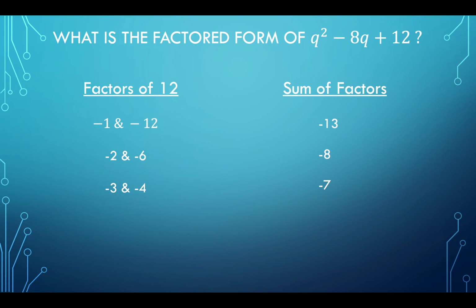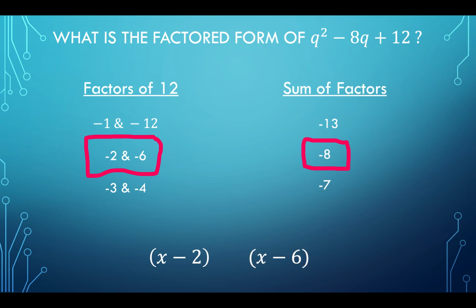So which one of these multiplied together gives us 12, but when we add them gives us negative 8? Negative 2 and negative 6. So our first parenthesis is x minus 2, and our second parenthesis is x minus 6.